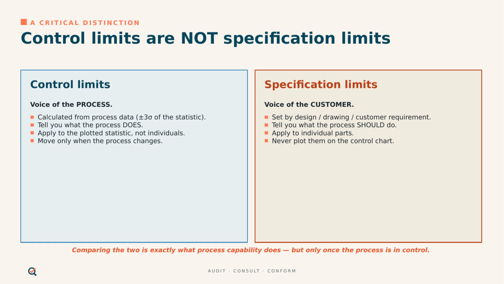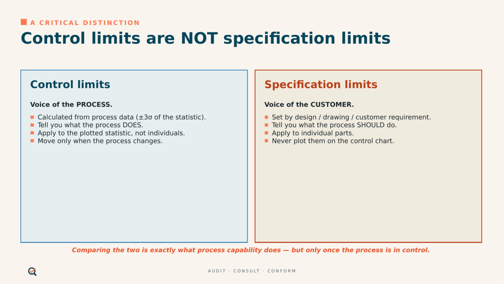Now the single most important idea in this whole subject, and the one most often confused: control limits are not specification limits. Control limits are the voice of the process. They're calculated from your process data. They tell you what the process actually does, and they only move when the process itself changes.